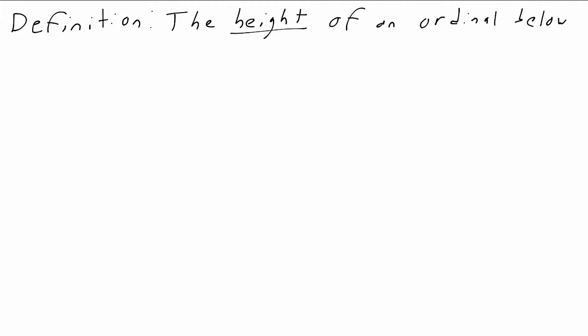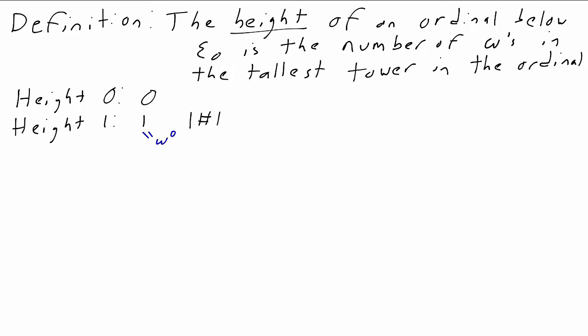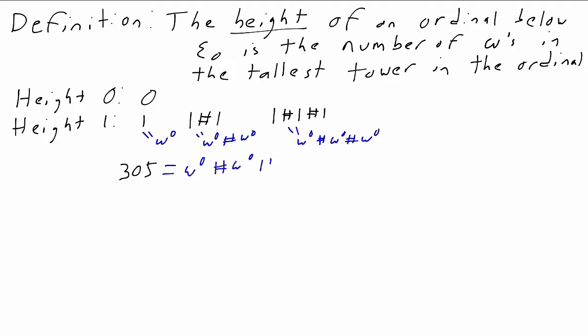The height of an ordinal is the number of omegas in the largest tower of exponents in the ordinal. So 0 has height 0, because there are no omegas. 1, which is omega to the 0, has height 1. So does 1 plus 1 and 1 plus 1 plus 1 and every natural number. 305 is an ordinal that takes many terms to write out, but each of those terms is short. Each term has height 1, so 305 has height 1.